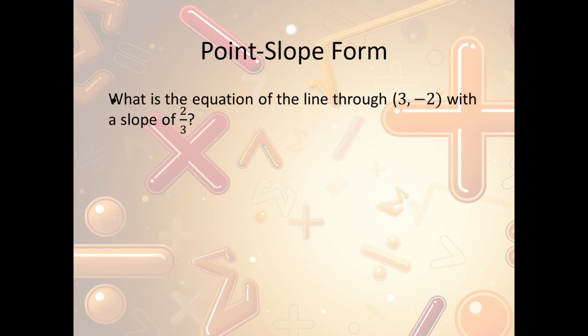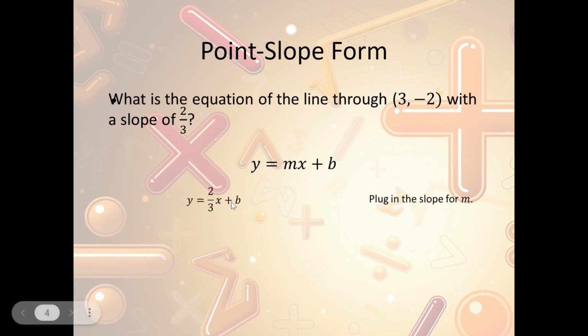So let's take a look at an example of this. What is the equation of the line through (3, -2) with a slope of 2/3? First, we take our y equals mx plus b, and we plug in what we know. We'll plug in the slope first. The slope is 2/3, so that goes in for m. Now this says y equals 2/3 x plus b.